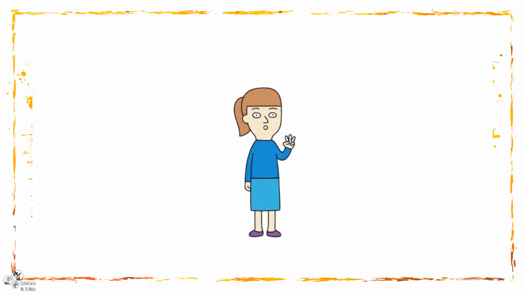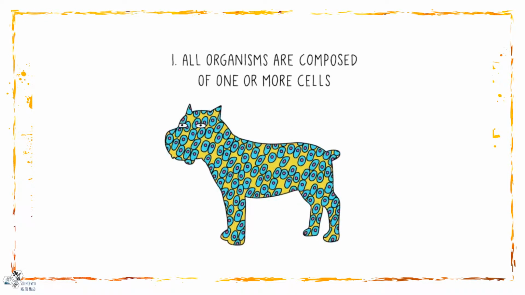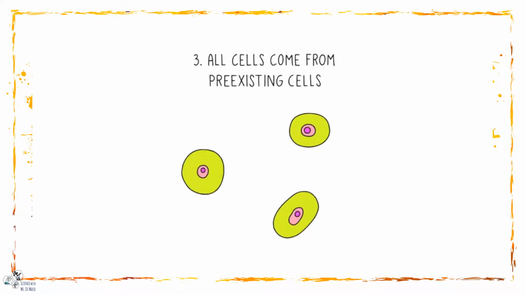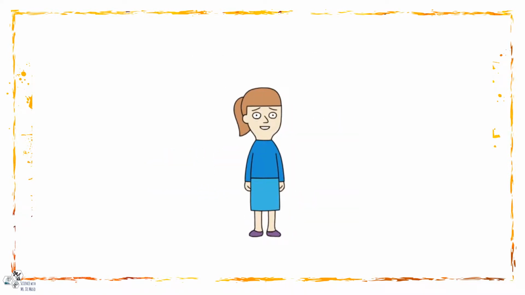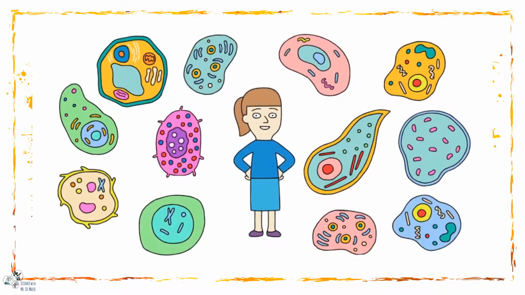There are three parts to the cell theory. 1. All organisms are composed of one or more cells. 2. The cell is the basic unit of structure and organization in organisms. And 3. All cells come from pre-existing cells. To be honest, this all sounds incredibly boring until you dig a little deeper into how the world of microscopic organisms and this theory came to be.